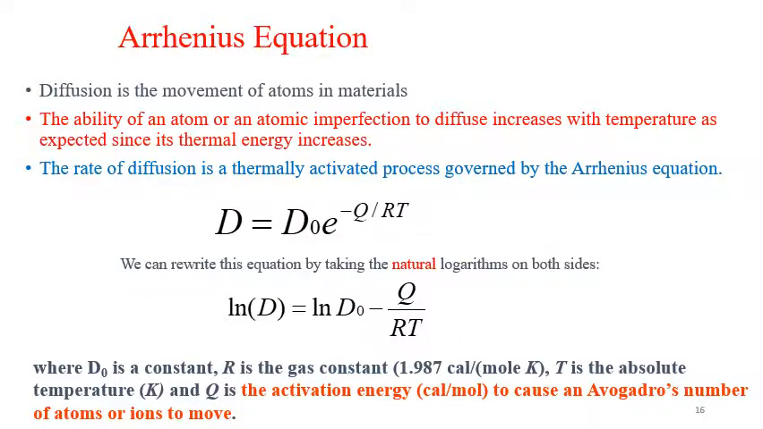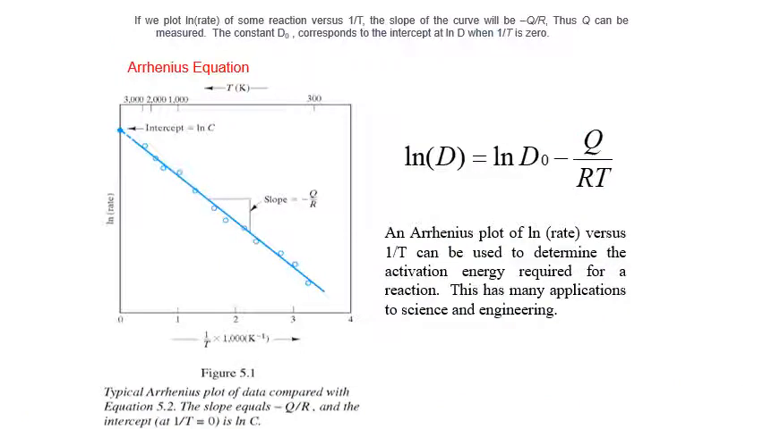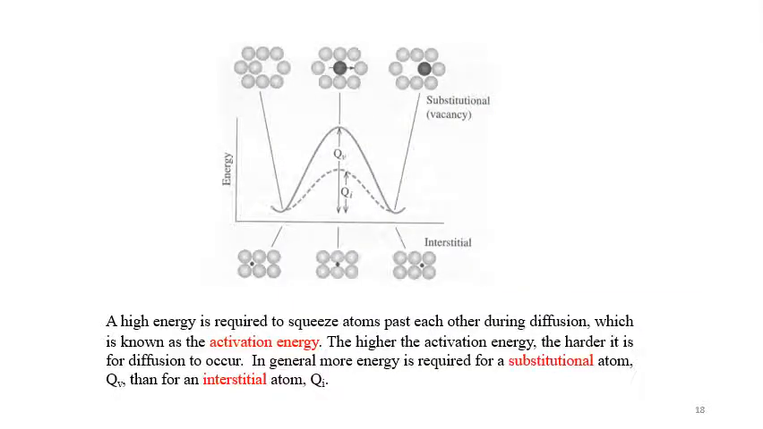When you draw a curve of ln of D versus 1 by T, you are going to get a linear curve, where the intercept with the ln axis is a constant, ln D0, and the slope is Q by R. By using this plot, we can calculate how much activation energy we need in order to initiate the diffusion.